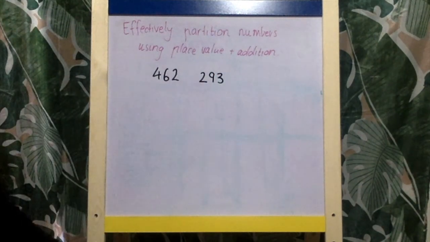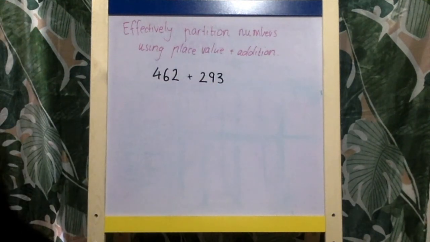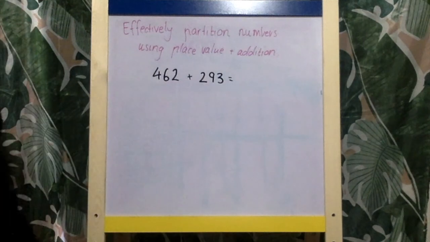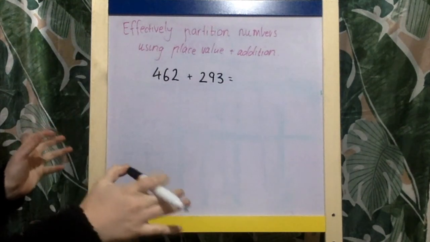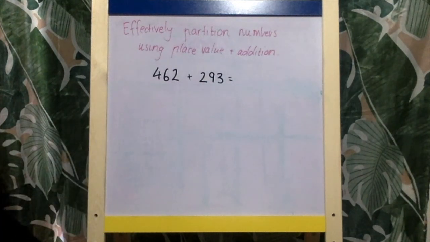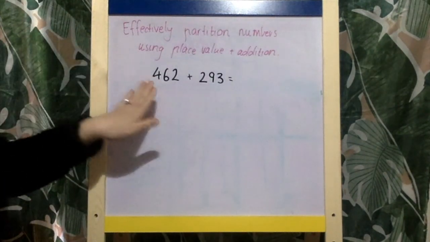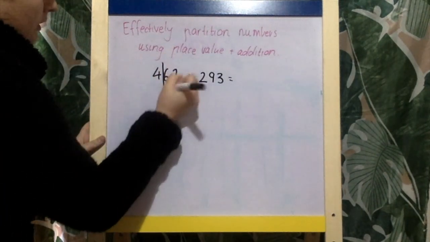Okay, so the first thing we need to do, I want to add these digits together. Now they're big digits, and sometimes that can be a little bit tricky. So what we need to do is break them apart into their place value. So what I need to do, I need to start from left to right, and what I'm going to do is look in the hundreds column first.